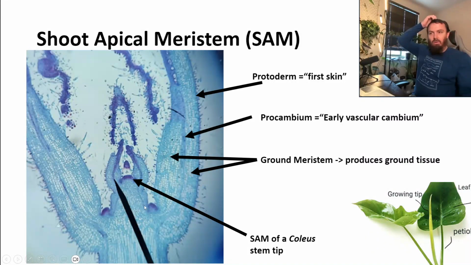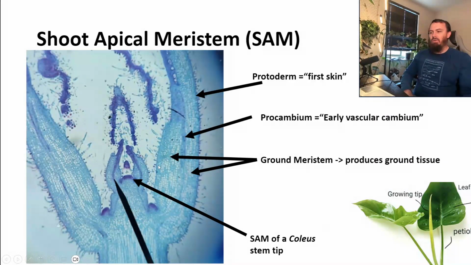Now, when we start to look at the leaf in detail, we can look at different layers. The outside layer here is now protoderm. Think about that as the first skin. It's the meristematic tissue that's going to develop into the dermal tissue. So we have protoderm on the outside, and then on the inside you can already start to see this dark line forming. That dark line is the procambium. That's going to turn into the vascular tissue. So it's the early vascular cambium.